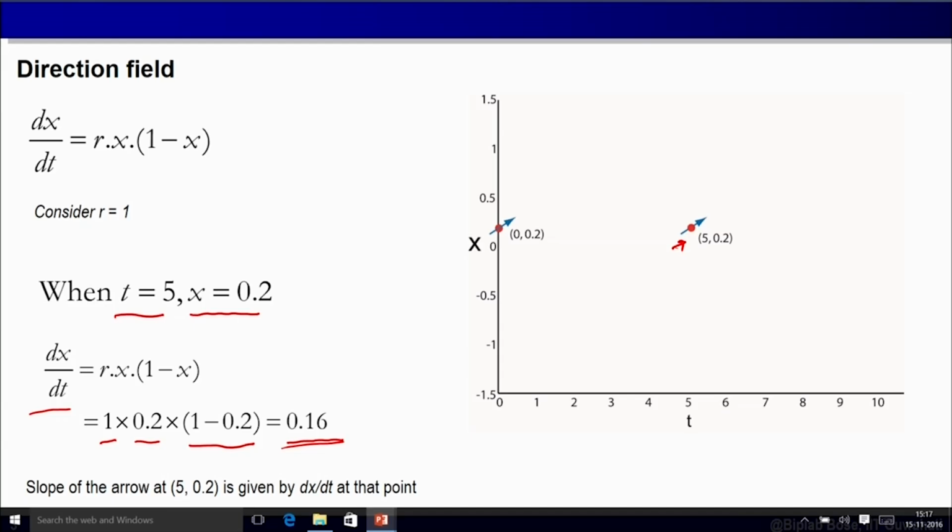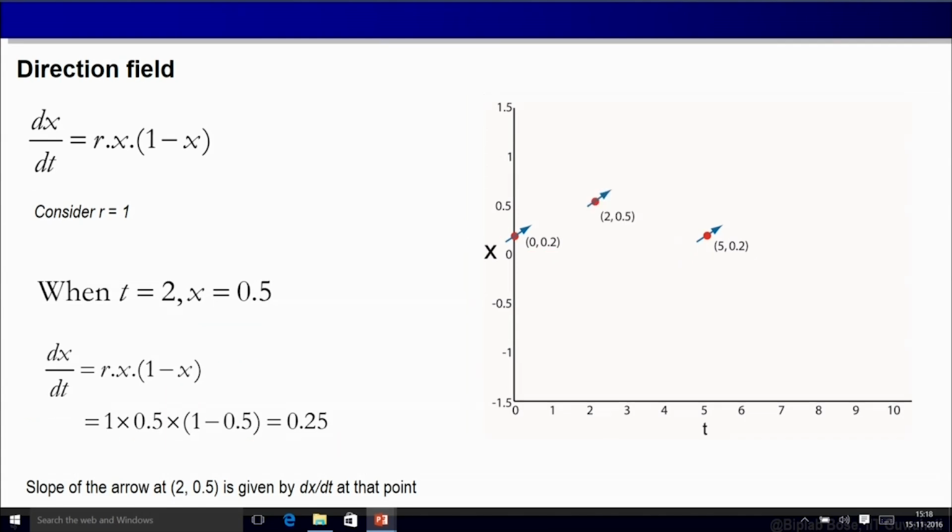If you notice, this arrow and this arrow are actually parallel and their slopes are the same. That is because the ODE does not have any t term on the right hand side. The only difference between these 2 points is that time has changed. In case of the first point t is 0, in the next point t is 5, but x has remained the same at 0.2. So as the right hand side only has an x term and does not have any t term, the slopes of both the arrows are the same.